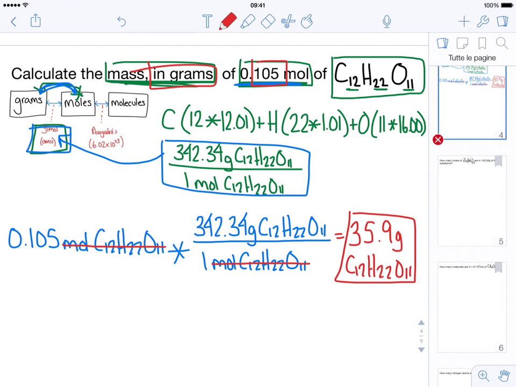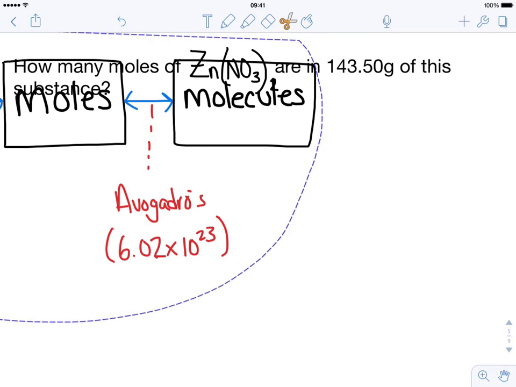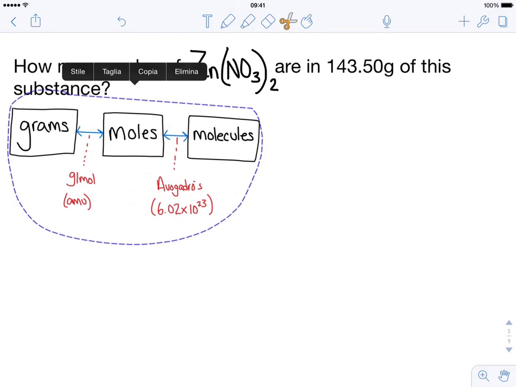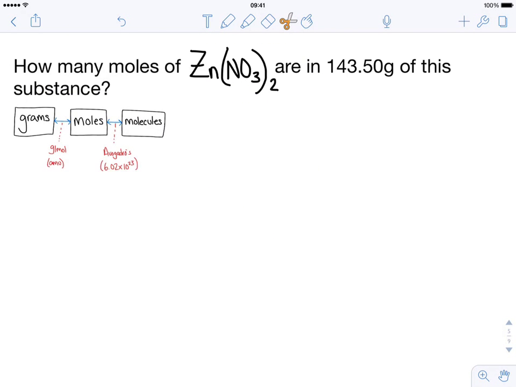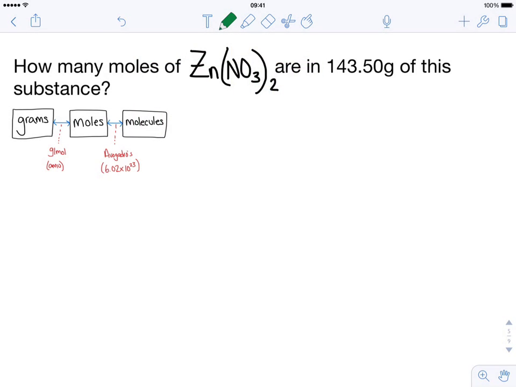Let's try another one. Let me paste our roadmap here so we have it to reference. Okay. Now this question is asking, how many moles of Zn(NO3)2 are in 143.50 grams of this substance?